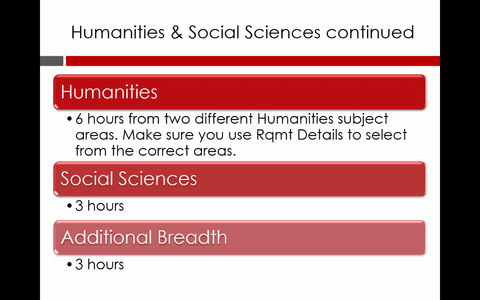6 hours of humanities are required, and you will choose from 2 different categories of humanities courses. These selections and categories can be found by clicking Requirement Details. 3 hours of social sciences and additional breadth coursework is required. Your options can be found by clicking the Requirement Details button.